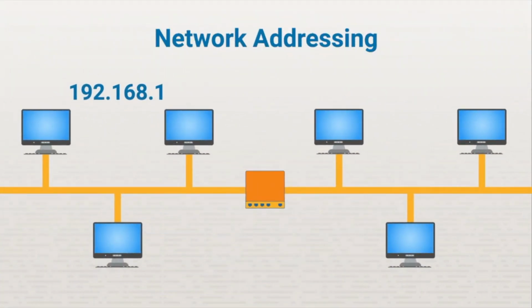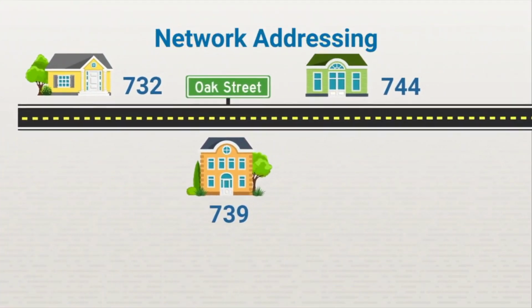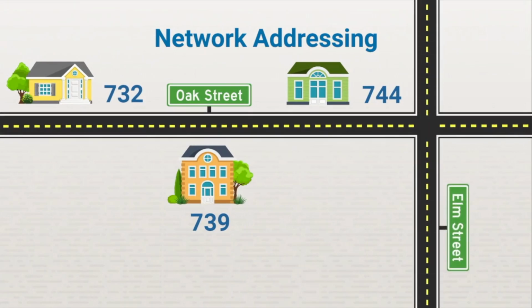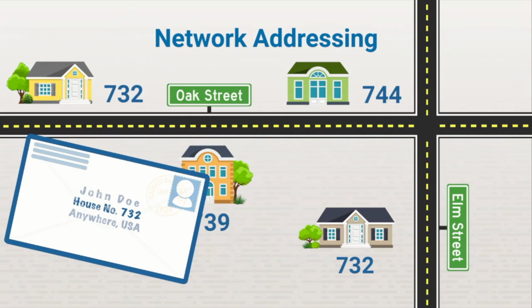If we combine the 2 together, we can uniquely identify that host on the network in the same way that a house number and a street name uniquely identifies a particular house in a neighborhood. Suppose there's a second street in this neighborhood called Elm Street, and it intersects with Oak Street and is connected to several other houses. Just as on Oak Street, each of these houses has its own number.